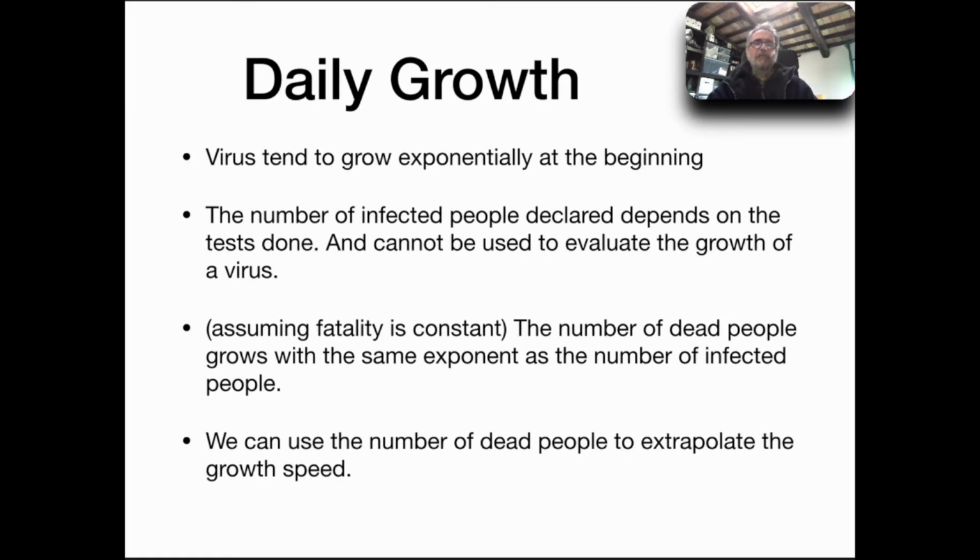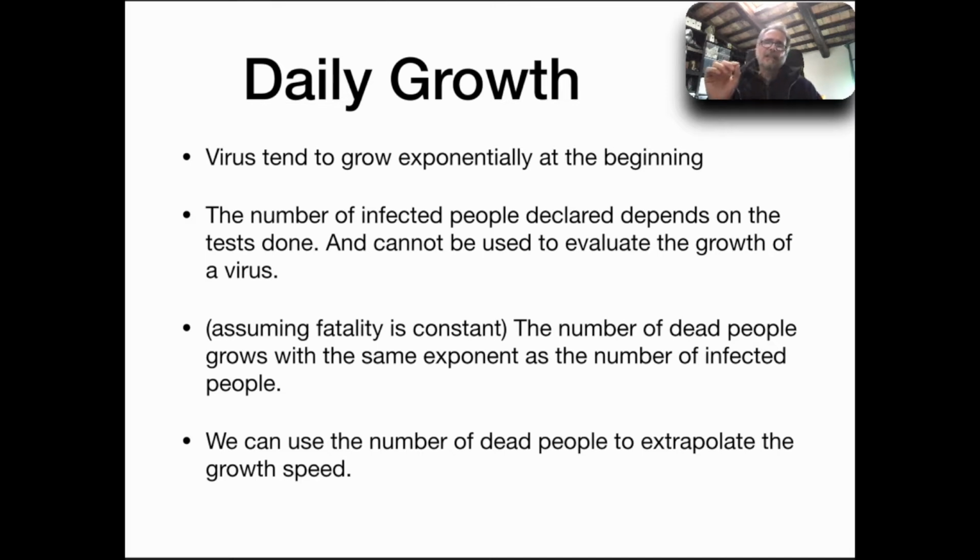And then the virus tends to grow exponentially at the beginning. The number of infected people declared by the state is not, and cannot be, the real number of infected people, simply because the state cannot test everybody. In fact, recently they started testing as little as possible. They only test people before they put them in an intensive care unit or in the hospital. Basically, a lot of people are untested.